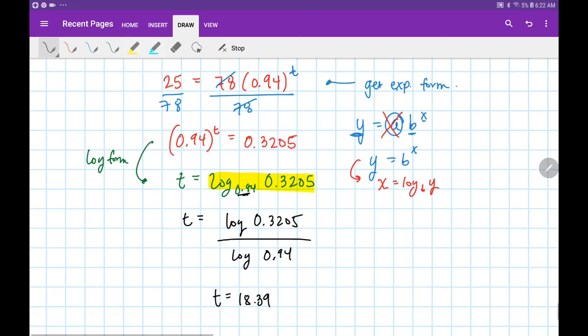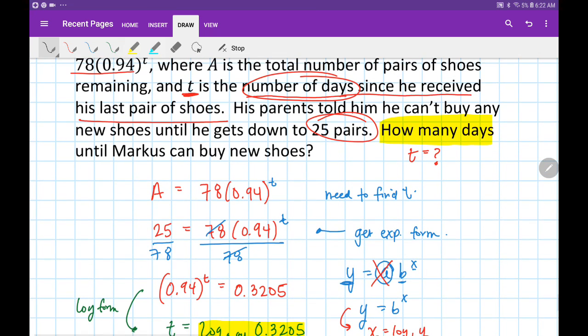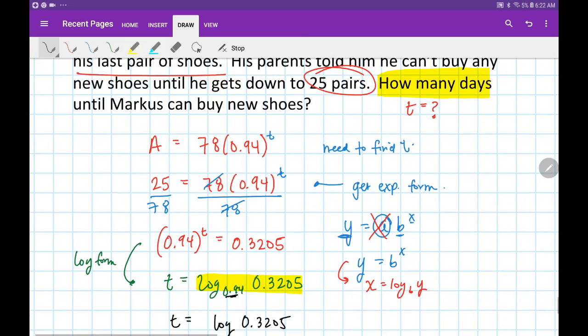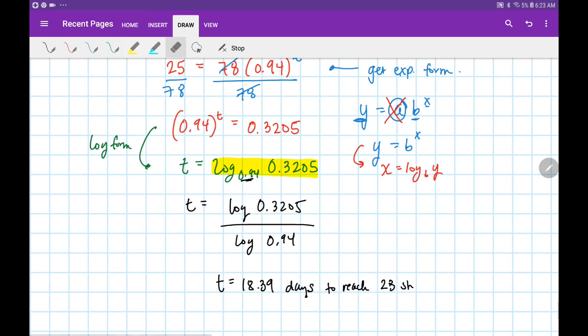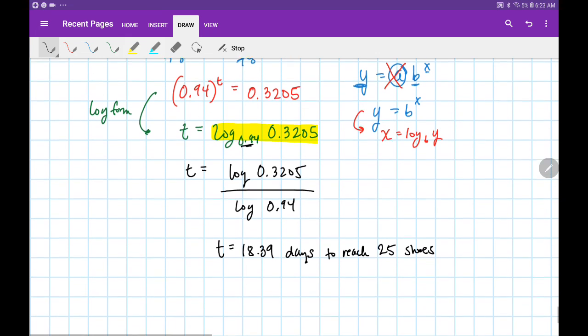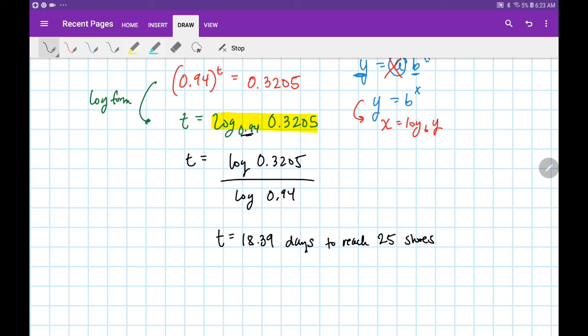So what does that mean? t is the number of days from his last pair of shoes. This means it's going to take 18.39 days until he reaches just the 28 shoes. Or was it 25? No, 25. So I don't know what's happening with his shoe collection, why it's shrinking so quickly. Maybe he's ruining his shoes, maybe he's giving them away, but it's going to take 18.39 days.